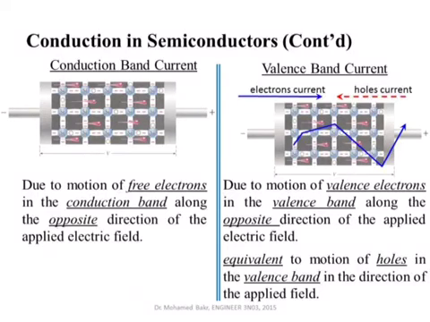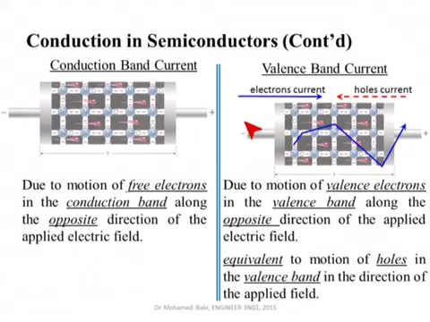Another type of current that we'll be talking about is a slower type of current. Why slower? Because an electron will be jumping from one valence bond to fill a hole in another valence bond, and then to fill a hole in another valence bond, and then another, and so on.